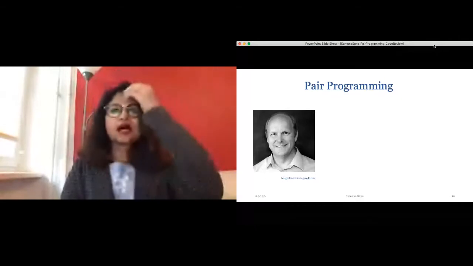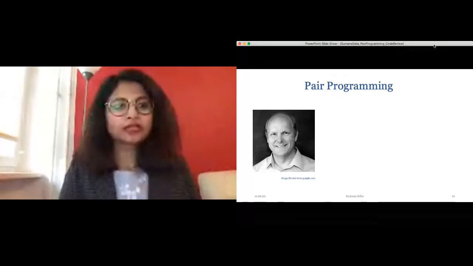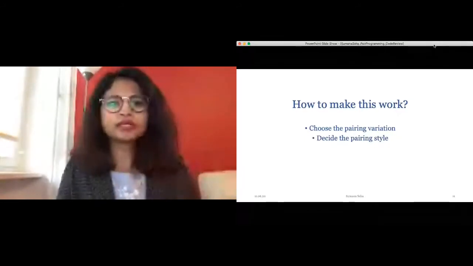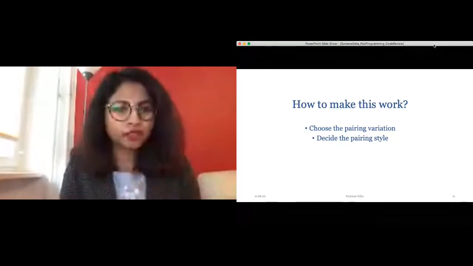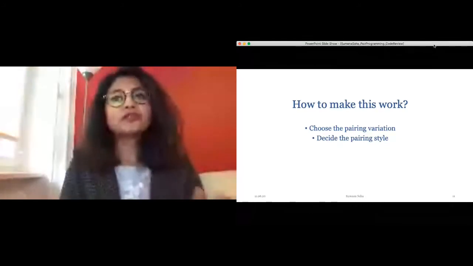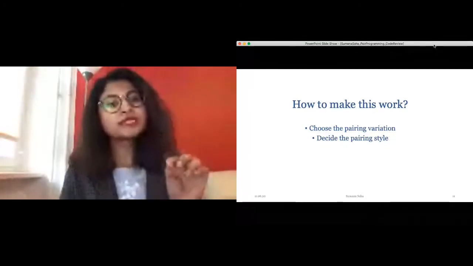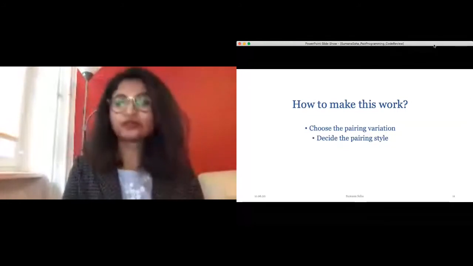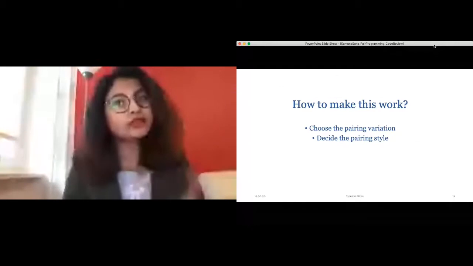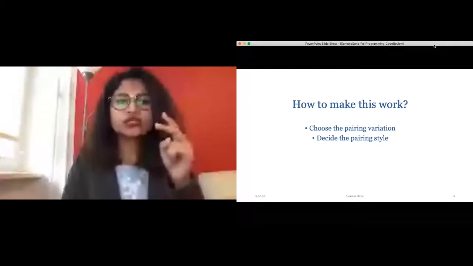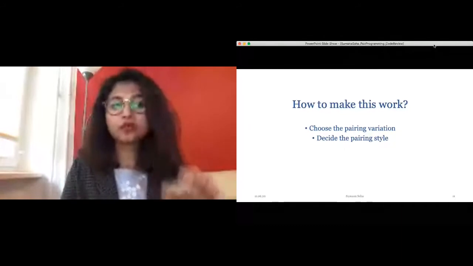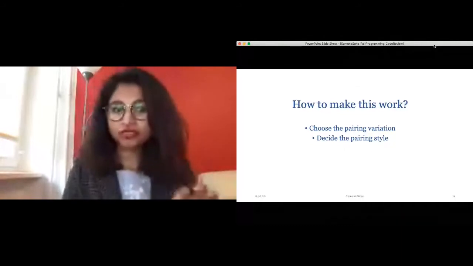Now the thing is, how to make this work? Somebody can say pair means, okay, I need only one person and I can just directly jump on the problem and start. But if you know some tips and tricks, you can be really productive with pair programming, which has a pairing variation and a pairing style. These two could be a little bit similar, but there is a small difference between them. So let's start.